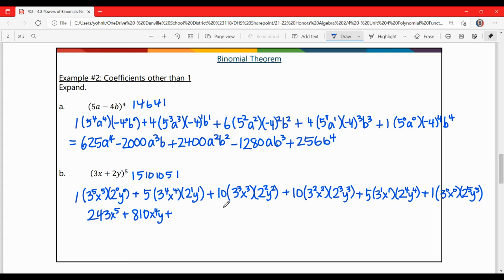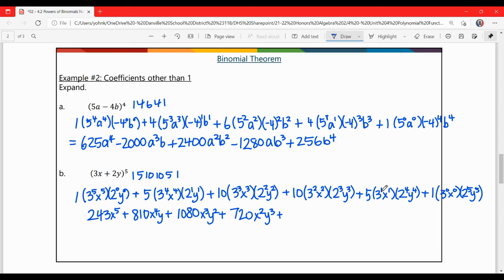Plus, I have 10 times 3 cubed times 2 squared. That's 1080. And I have x cubed, y squared. Plus 10 times 3 squared times 2 cubed. That's 720. That's pretty bad. 720 x squared, y cubed.